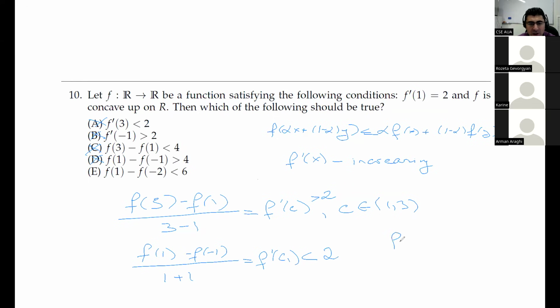And for the last one, hopefully it is the correct statement. Let's check. f(1) minus f(-2) divided by 1 minus (-2) is less than 2. Why 2? Because at 1, the derivative is 2. On the left side of 1, the derivative should be smaller than 2. The function is increasing. Multiplying by 3 we'll get this statement.